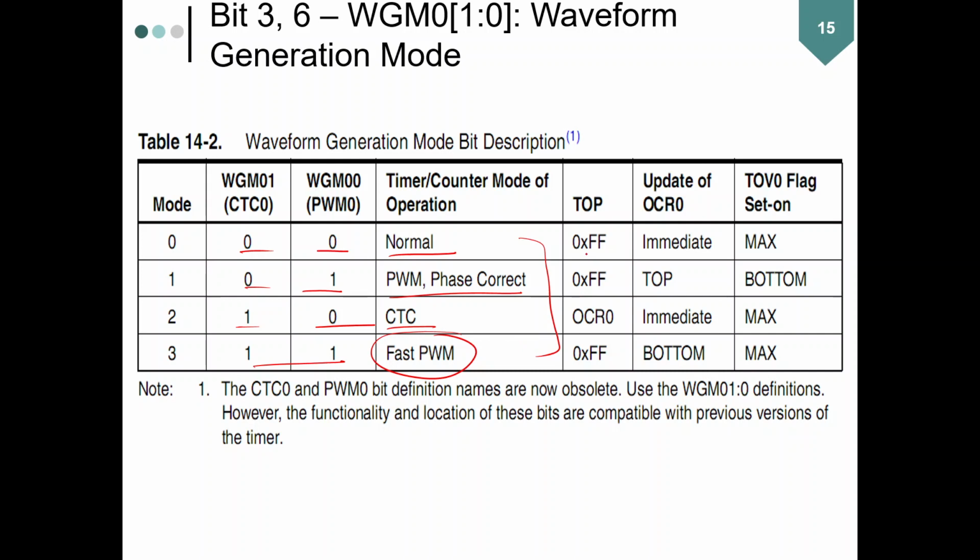Now in this case, the value of top is going up to the max value, and the overflow flag is set once the timer reaches its maximum. Similarly, in PWM phase correct mode, the top value is 0xFF, and in fast PWM it is also 0xFF. However, in the clear timer on compare match mode, the top value is set by OCR0, which is the output compare register 0. This is the highest point up to which the timer is going to count, and then it is going to reset.